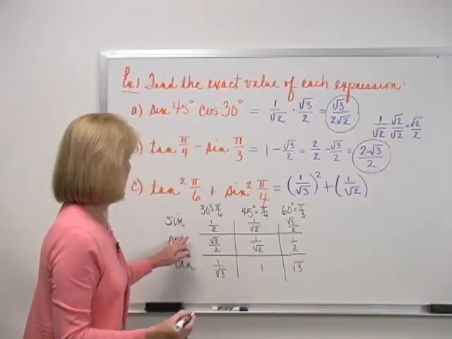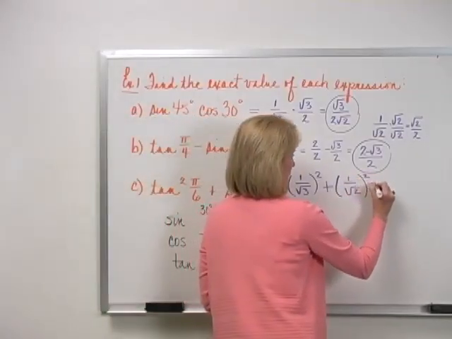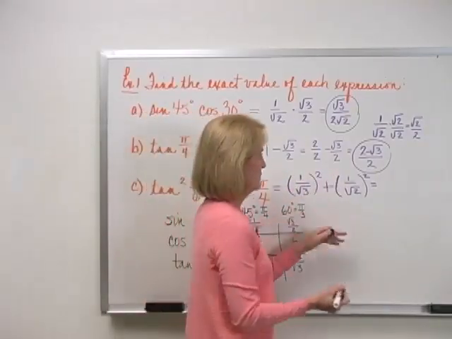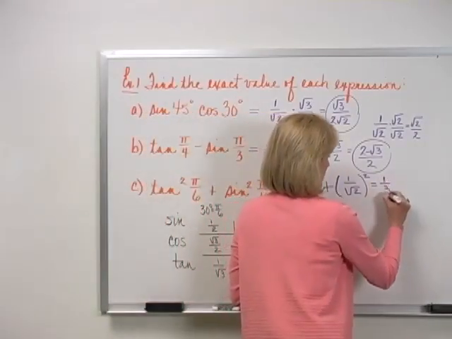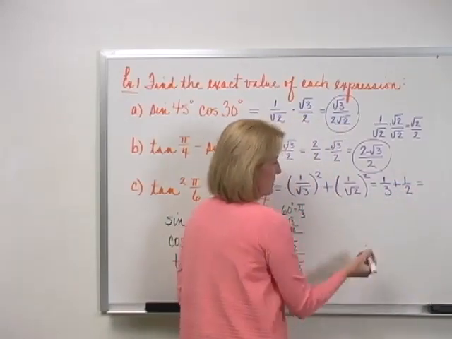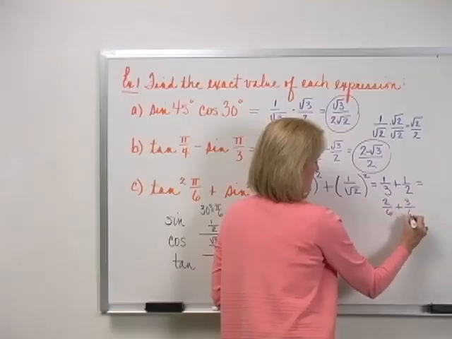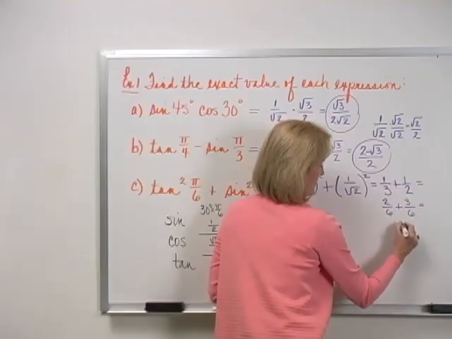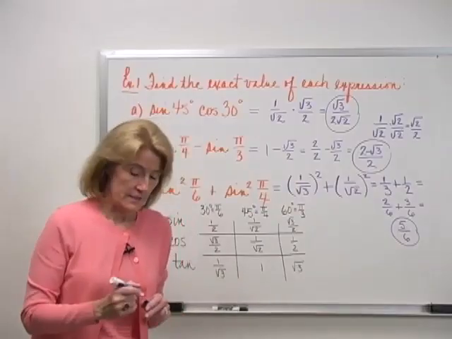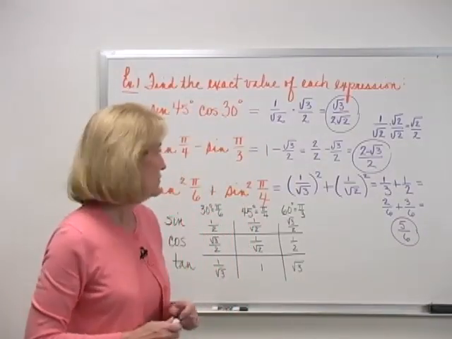So the sine of pi over 4 is 1 over the square root of 2. Don't forget to square it. And what do we get? This would be 1 over 3 plus 1 over 2. Common denominator, this would be 2/6, 3/6, exact value 5/6.